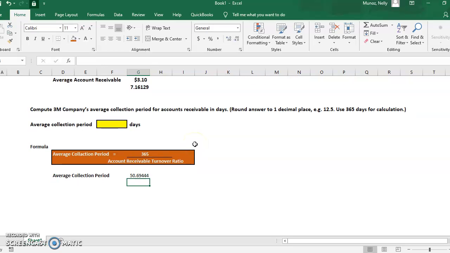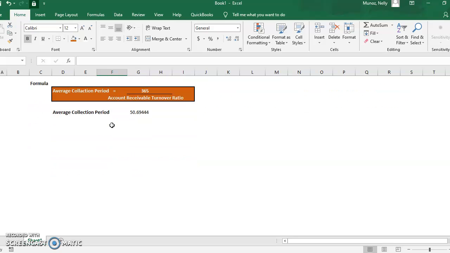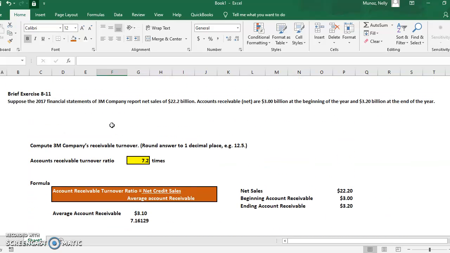So we have the answer, and we are asked again to round to 1 decimal. So the answer is going to be 51 days. And well, this is all in this exercise.